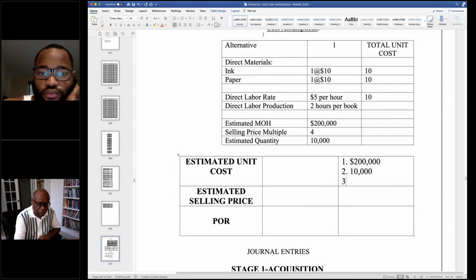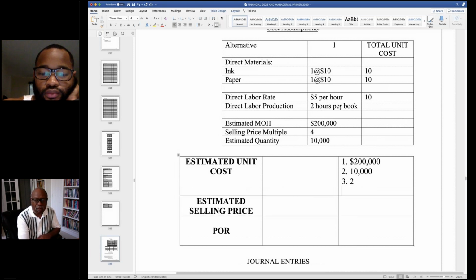What's going to go on line 3? 2. The productivity rate, which is 2 hours per book. What's on line 4? The estimated labor hours, 20,000. We multiply lines 2 and 3, since it's 2 hours, more than 1 hour. And so the total labor hours is going to be 20,000.